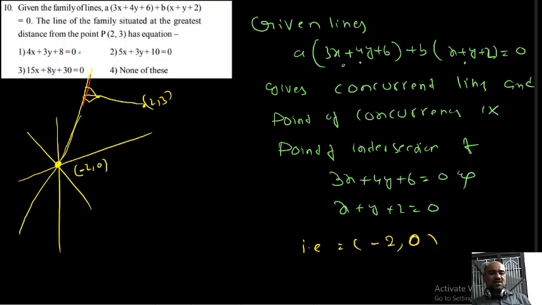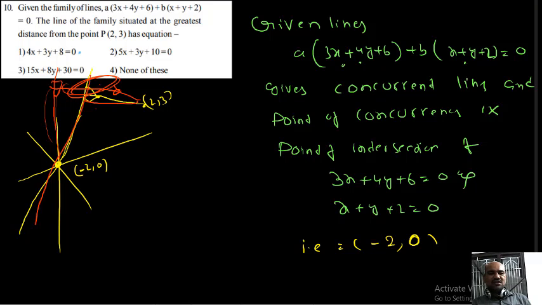Observe, this is one of the lines, so this is the distance, say d1. This is another line, so this is another distance. Among these two distances, this distance is more than this. This is one of the required lines. In such a way we want to identify the line which is farthest from the point (2, 3).